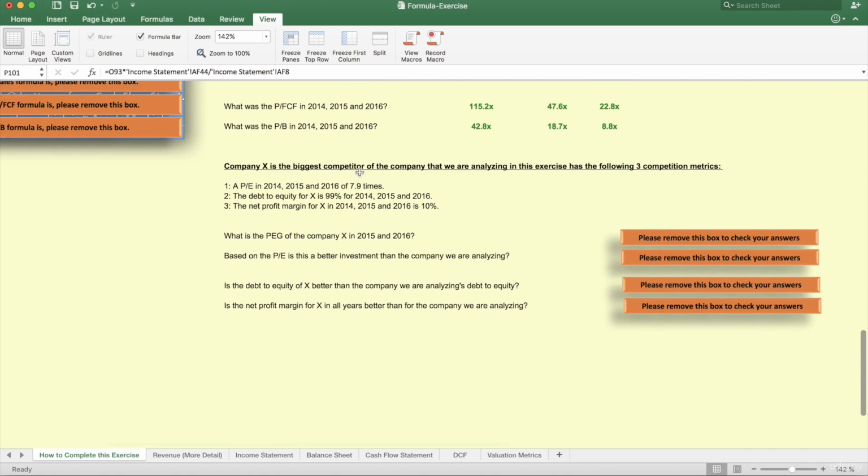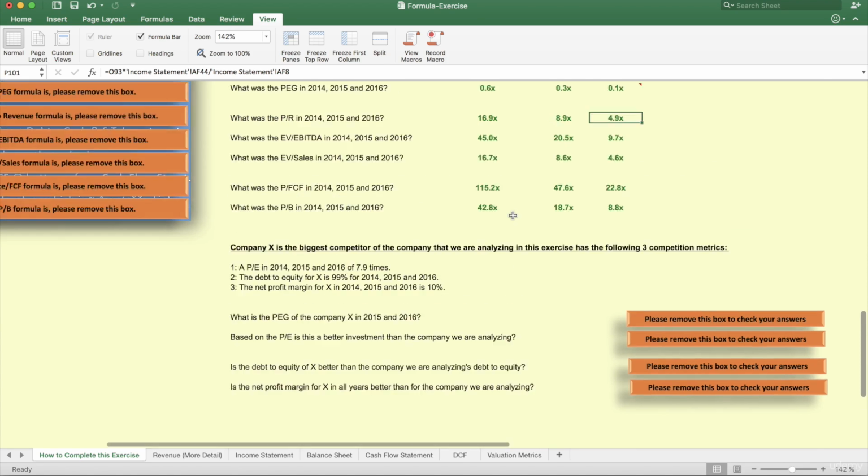Okay. Company X is the biggest competitor of the company that we are analyzing in this exercise and has the following 3 competition metrics. So Company X is our biggest enemy. That one's got a PE of 7.9 times each year. Huh. I guess earnings aren't growing, right? Debt to equity for that company is 99%. Oh, that's pretty darn high. And the net profit margin for all 3 years is 10%. They got a heck of a lot of debt, way more than us.